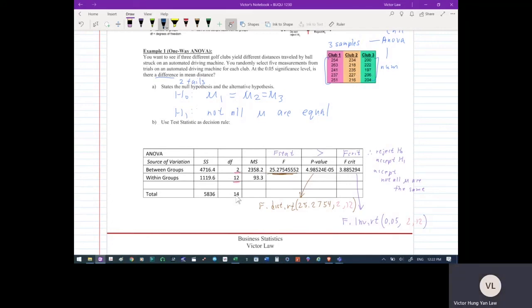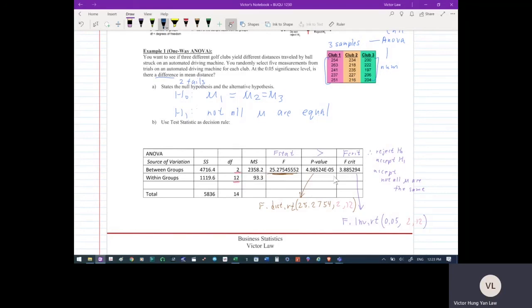And then for the 14, how we get the 14 is that we know that we have a sample size of 15 here. We have 15 numbers. So 3 clubs times 5 gives you the 15. So 15 trials, so 15 sample size. So 15 minus 1 gives you the 14. So 14 minus the 2 gives you the 12. So that's how we get the degrees of freedom.